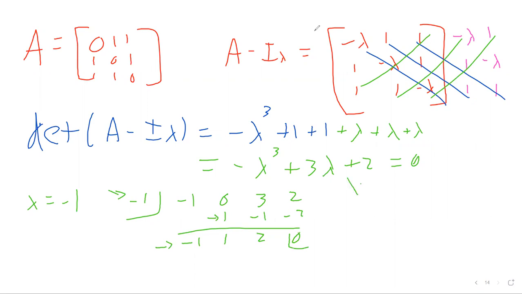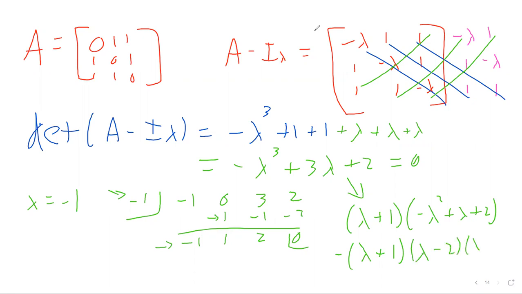Okay, so from here, we can factor this into lambda minus negative 1, and then negative lambda squared plus lambda plus 2. But that's going to factor some more. We can factor a negative out, and then it's lambda minus 2, lambda plus 1. So our eigenvalues overall are -1, -1, and 2. So there are our eigenvalues.